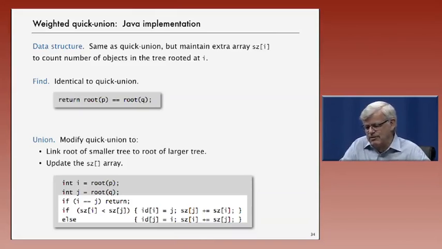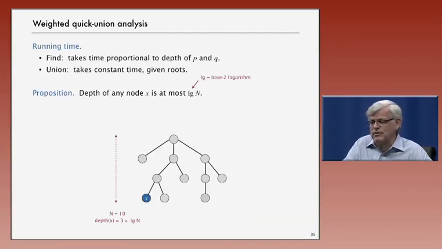And then after changing the id link, we also change the size array. If we make i a child of j, then we have to increment the size of j's tree by the size of i's tree. Or if we do the other way around, then we have to increment the size of i's tree by the size of j's tree. So that's the full code for implementing weighted quick union. So not very much code, but much, much better performance.